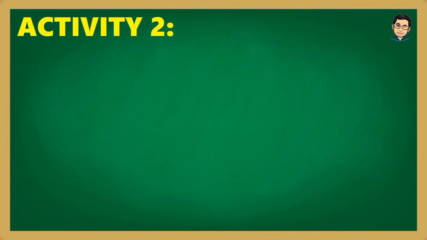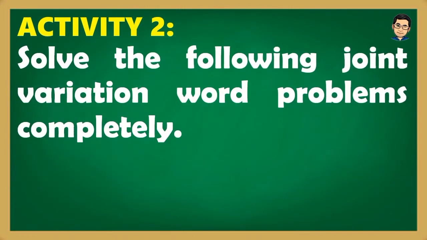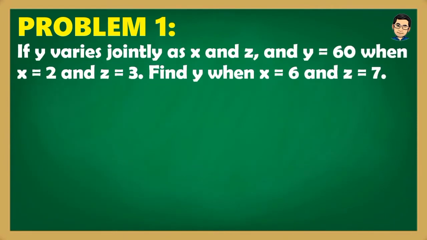And then for the next activity, solve the following joint variation word problems completely. Let's have problem number 1. If y varies jointly as x and z, and y is equal to 60 when x is equal to 2 and z equals 3, find y when x is equal to 6 and z is equal to 7. So, yung una nating words dito, if y varies jointly as x and z, can be written as y is equal to kxz.